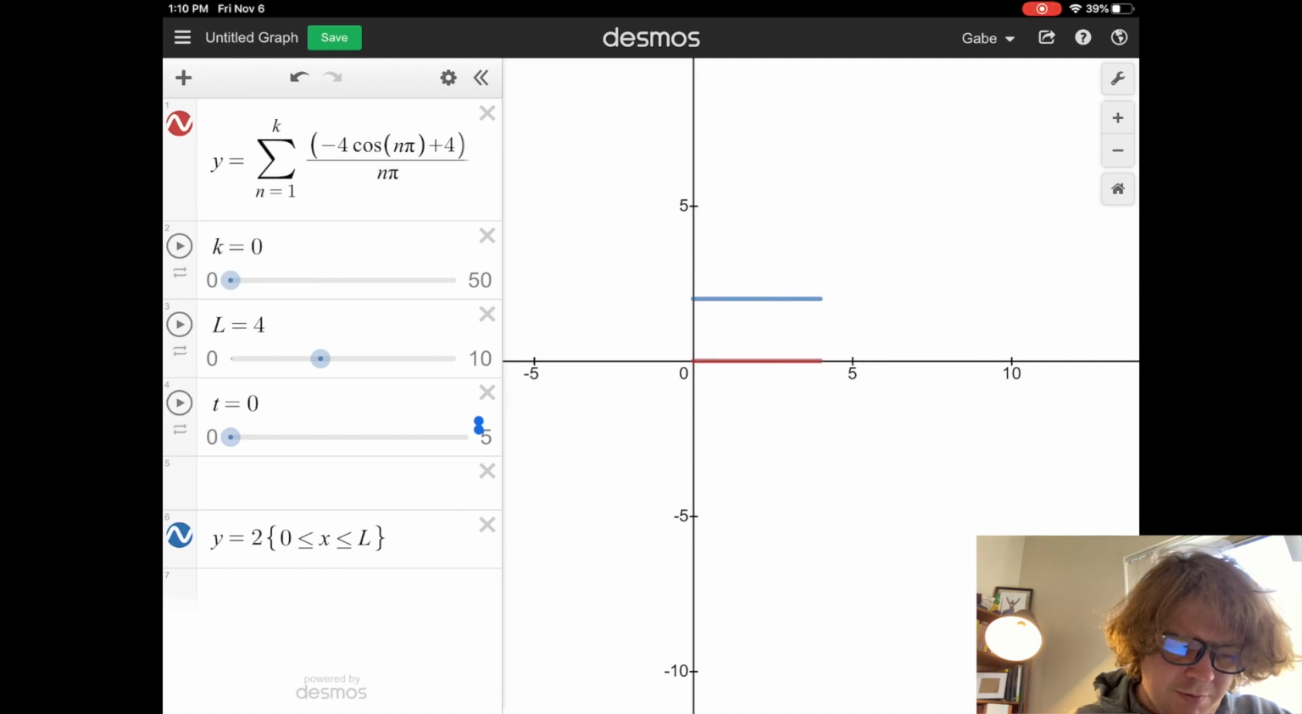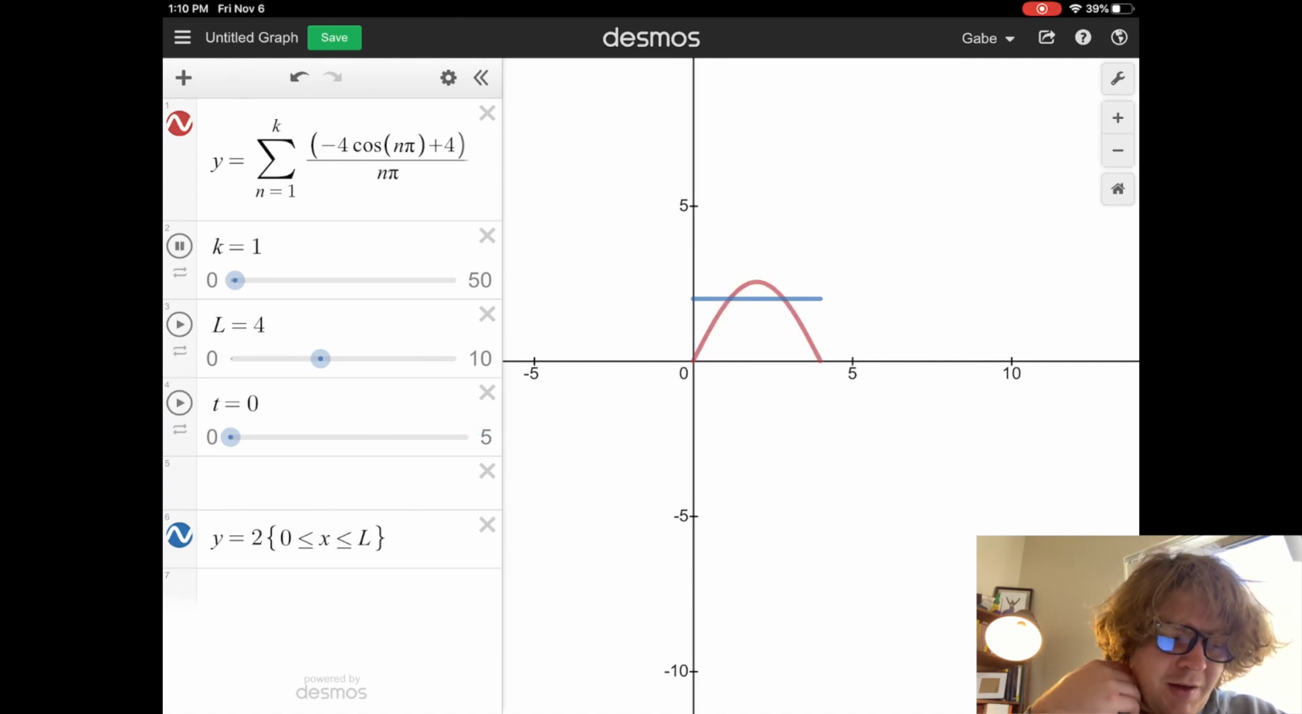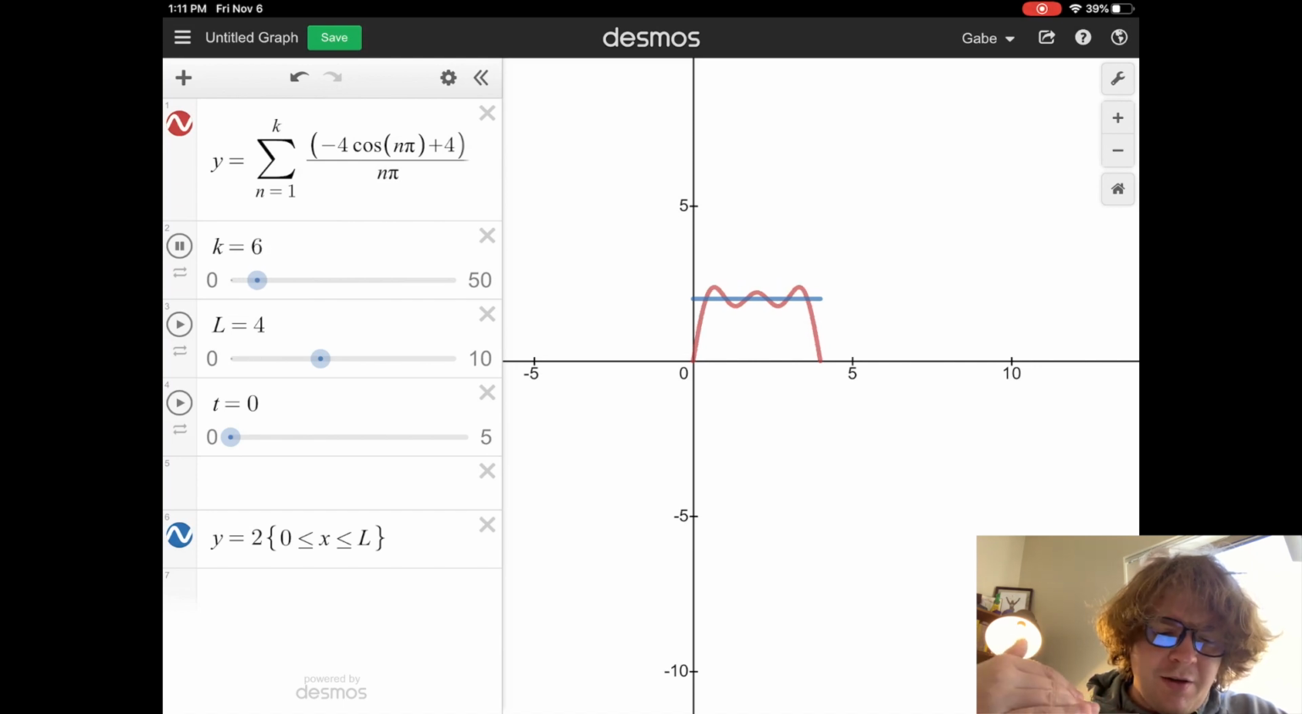Sorry, folks. I did that a few times. I didn't notice that t was not at 0. So now let me do that again. Let's go ahead and press K, and we'll start increasing K. So what we see is that each time this ticks, we're adding another term to our Fourier sine series.